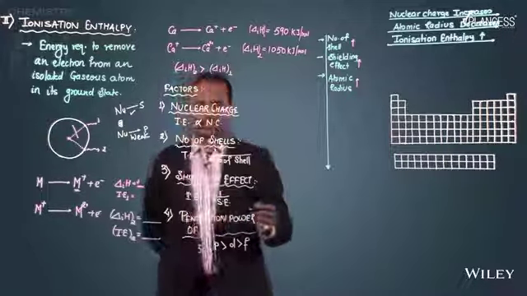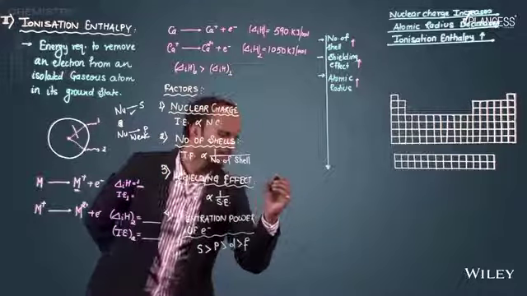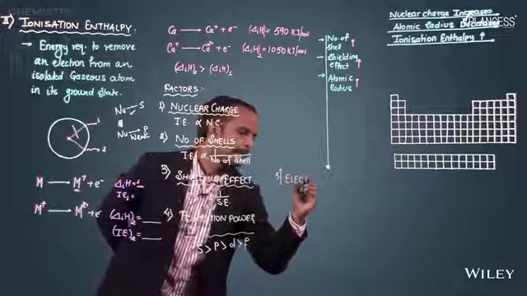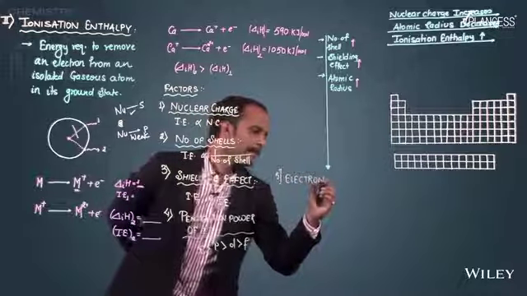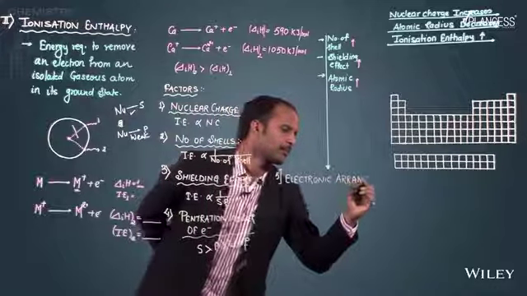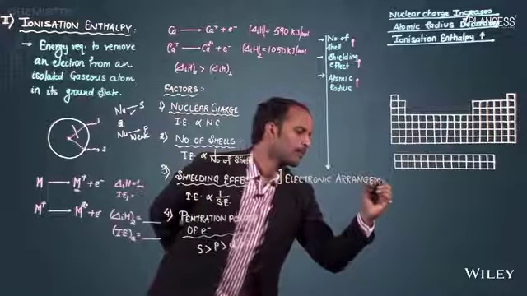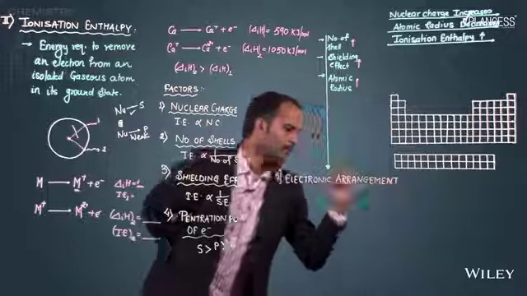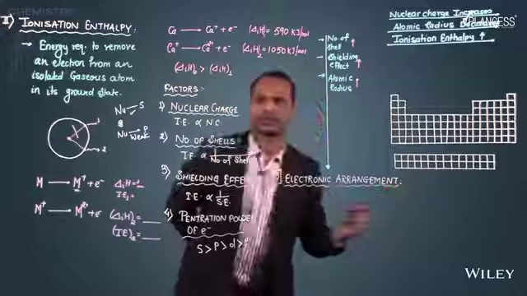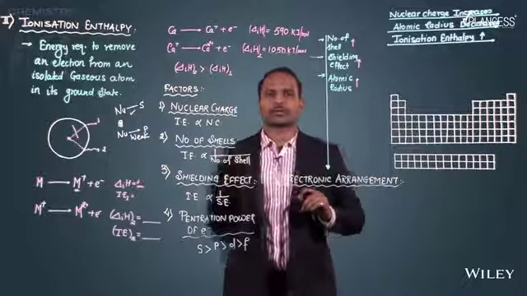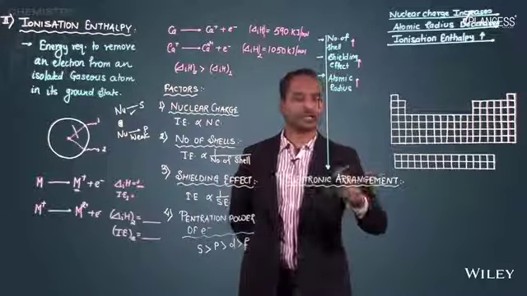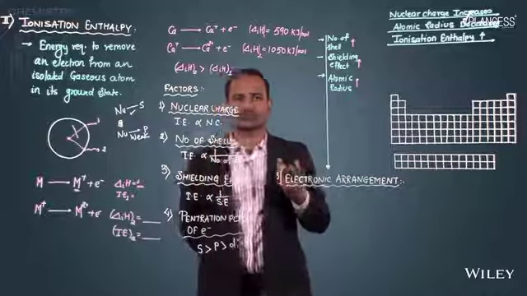Then the next factor, that is the fifth factor, is electronic arrangement, or I can say the electronic configuration, how the electrons are present in the outermost orbit.